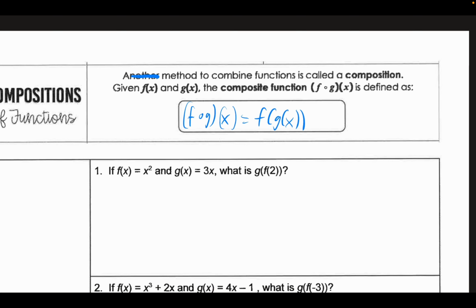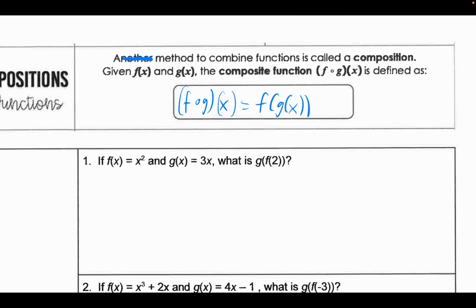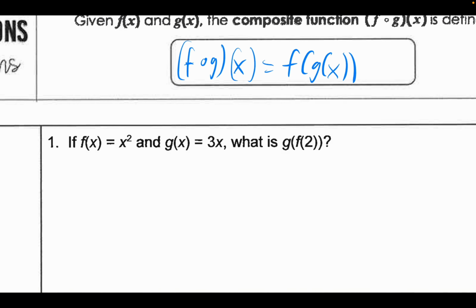So let's practice this here on number 1. For example, we have f of x is x squared, g of x is 3x, and we're asked to find what is g of f of 2. So that would be, once again, like I mentioned a moment ago, you plug 2 into f, and then you plug that result into g. You work inside out. So if I plug 2 into f, I get f of 2 is equal to 2 squared, and that is 4. So f of 2 equals 4. Then I take this and I plug it into g of x.